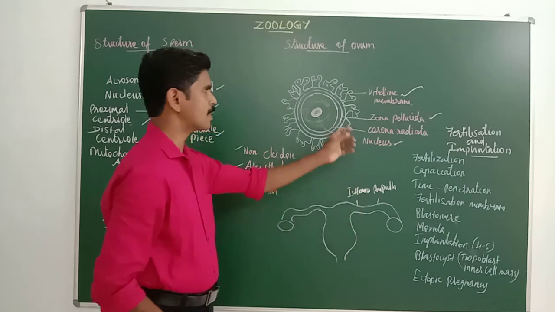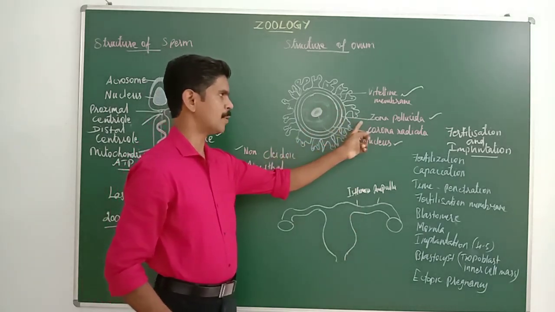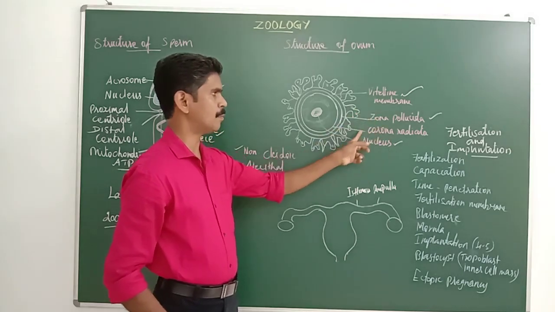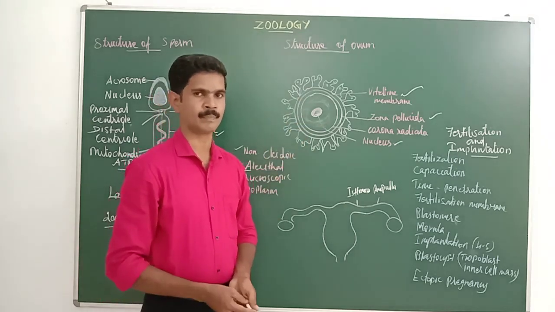So the inner membrane is called the vitelline membrane. The middle membrane is called zona pellucida, and the outer membrane is called corona radiata. So these are the 3 membranes. These 3 membranes will cover the egg or the ovum.